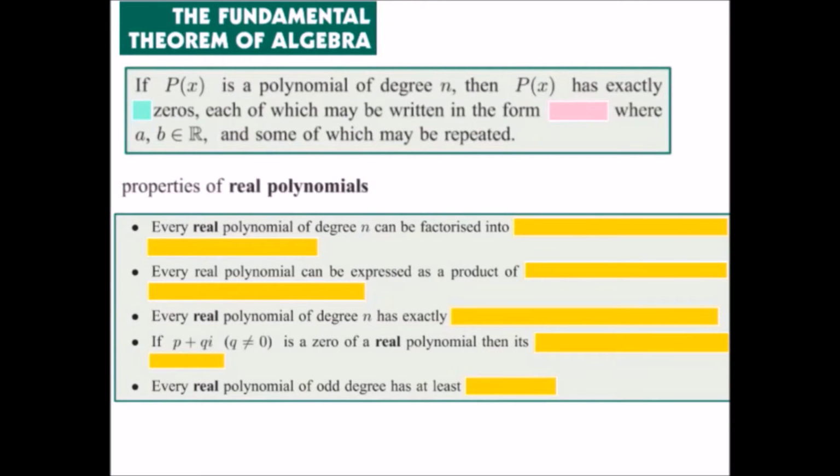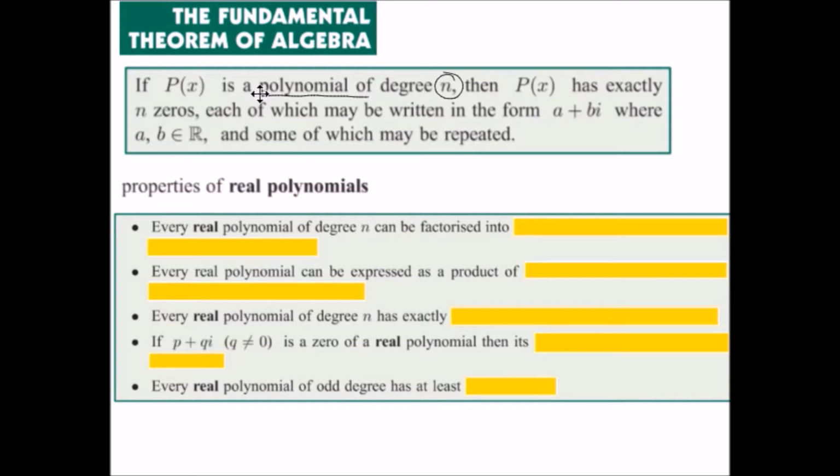In this video we'll look at the fundamental theorem of algebra, which states that for any polynomial of degree n there must be exactly n zeros. So a quadratic has 2 zeros, a cubic has 3, etc. And we can write that polynomial in the form where a plus bi are those zeros.